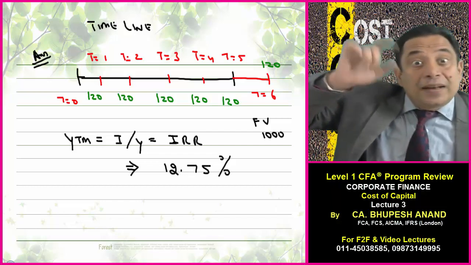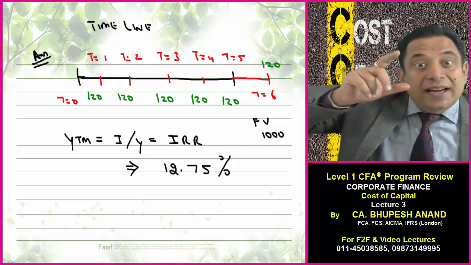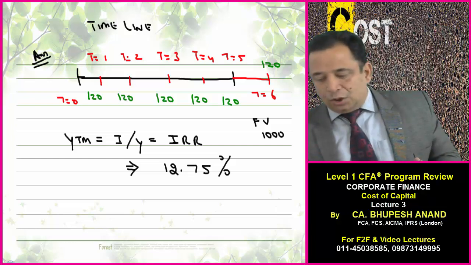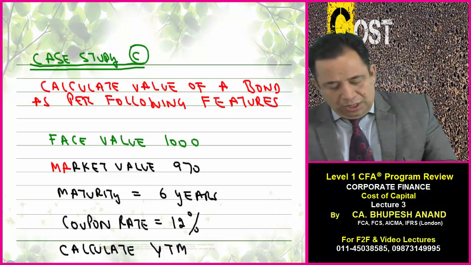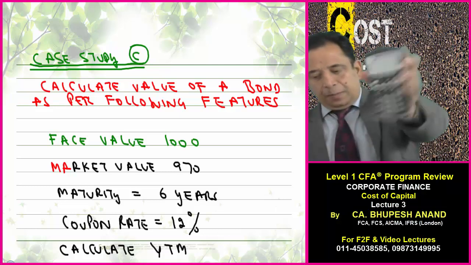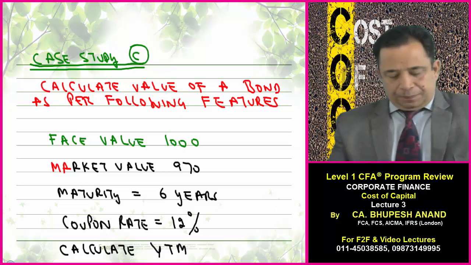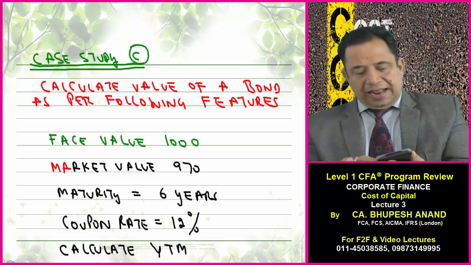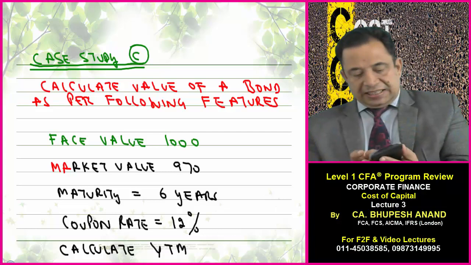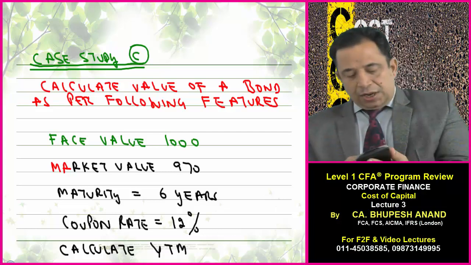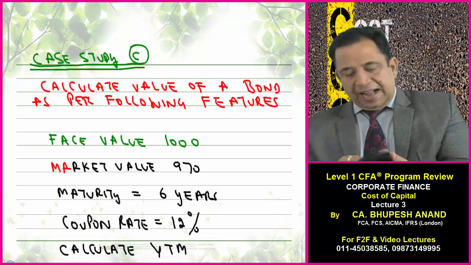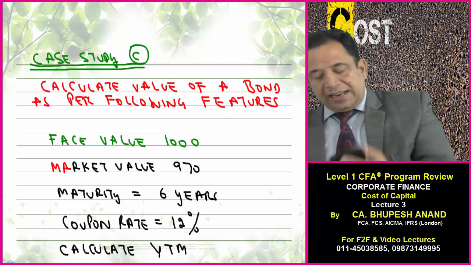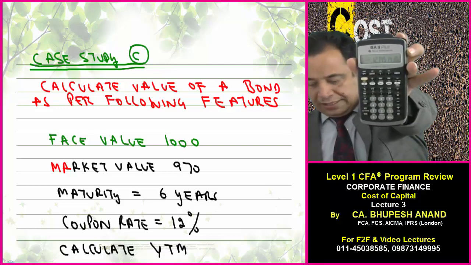because in present value at least one figure should be negative, so I have to put the plus minus 970 as negative. So again I will be doing it for you. Second clear TVM. 970 plus minus button I am using, that is present value. 1000 as future value, 6 as N, and 120 as PMT. Compute interest rate, that is coming to as 12.75.